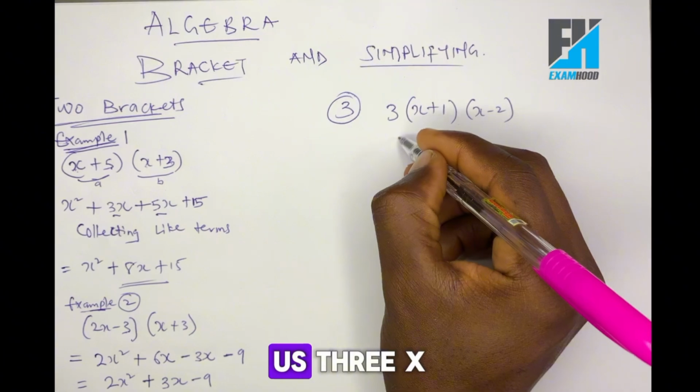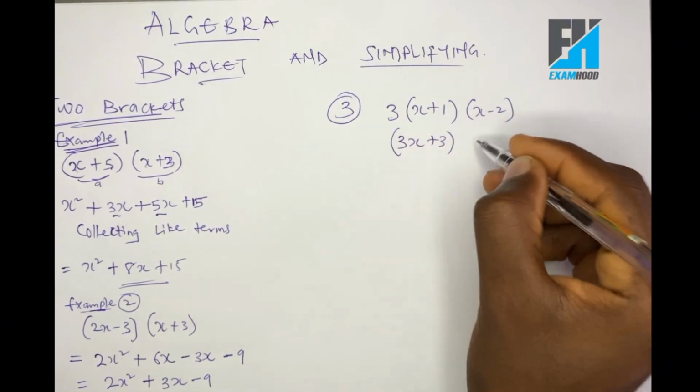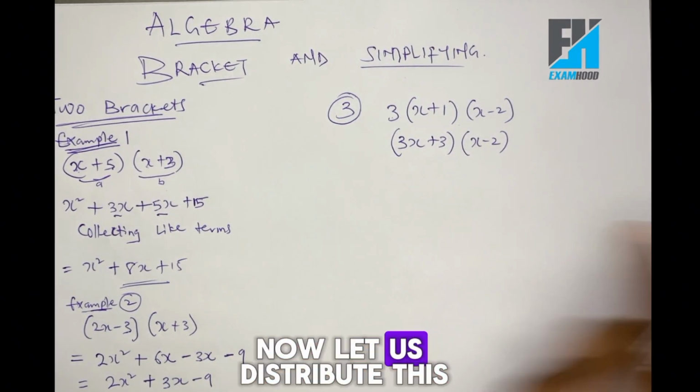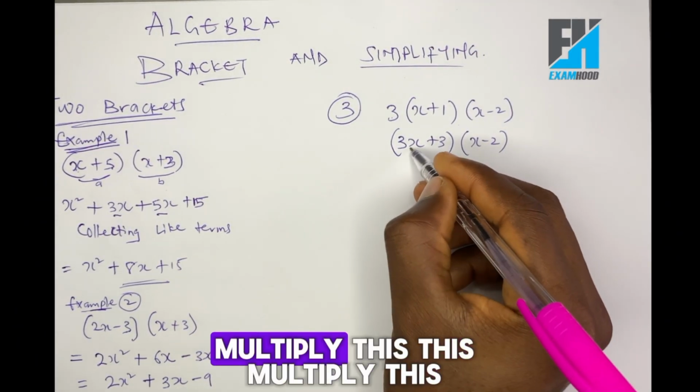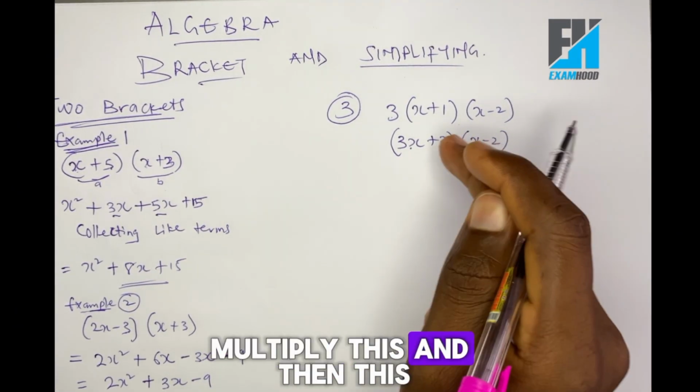3 times x gives us 3x. 3 times 1 gives us 3, right? This is what I did there, making it 2 brackets now. Now let us distribute this. Let us expand. This multiply this, multiply this, keep it, continue. This multiply this, and then this multiply this again.